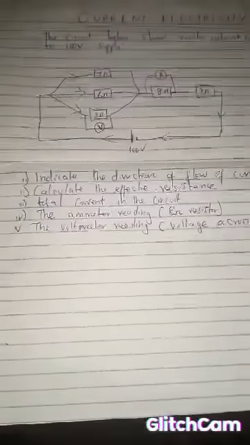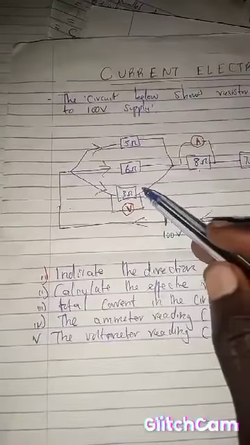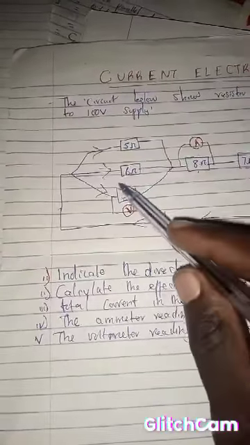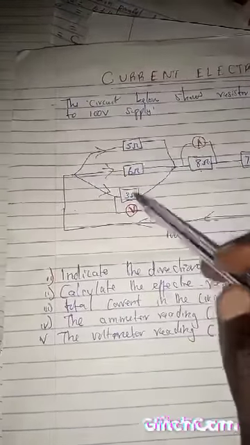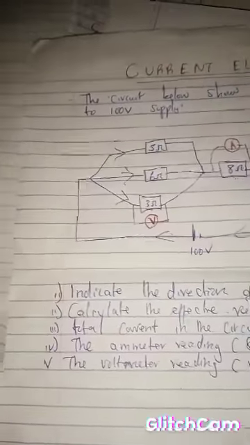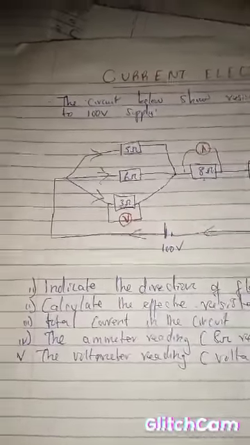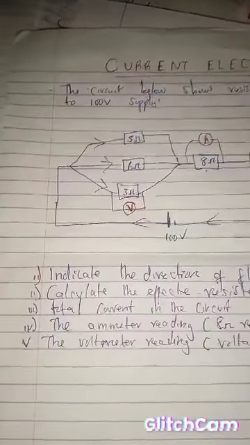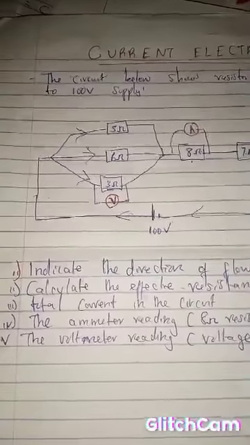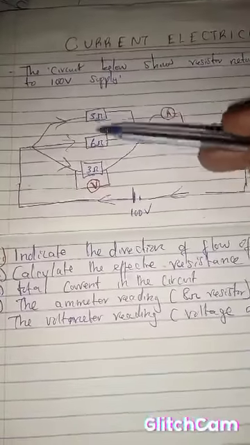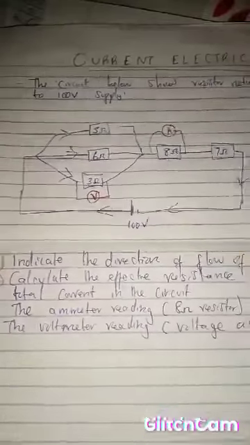Then the last question is the voltmeter reading. Remember, you have here a voltmeter reading, which means that we are supposed to find the voltage drop at the 3 ohm resistor. But the 3 ohm resistor is in parallel with the others. So how do you go about that? The first thing is to identify the nature of the connection for that resistor. The resistor is in parallel, so we are supposed to find the voltage here, because we know that in parallel, voltages are the same. So how do you find the voltage?